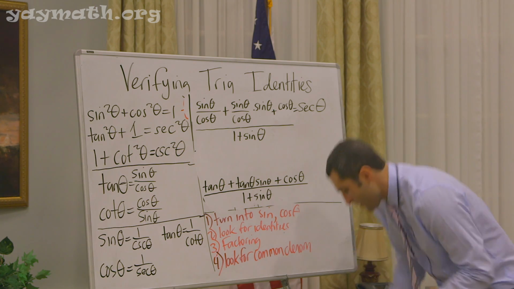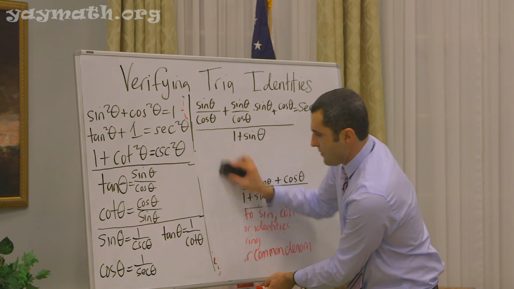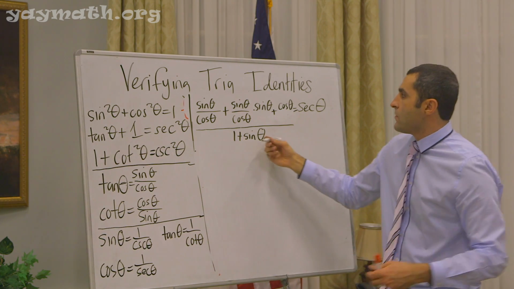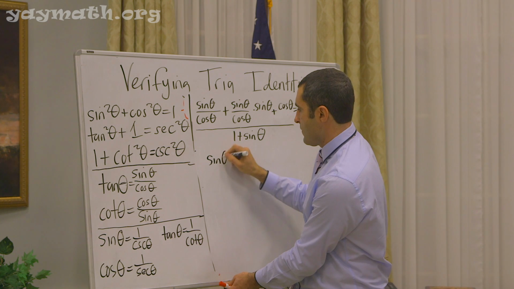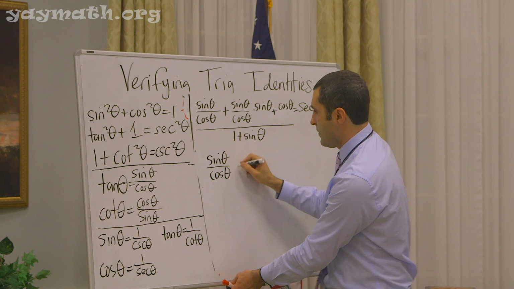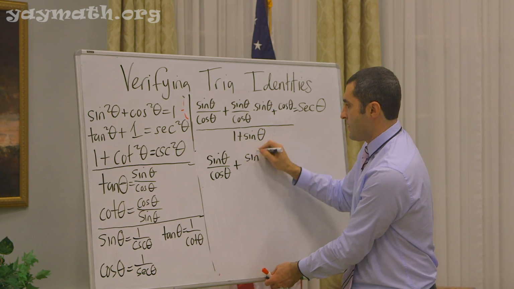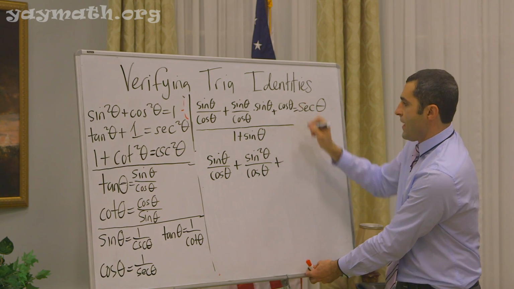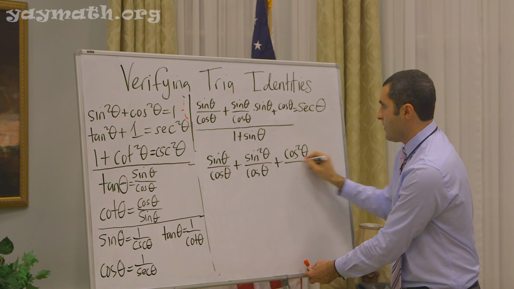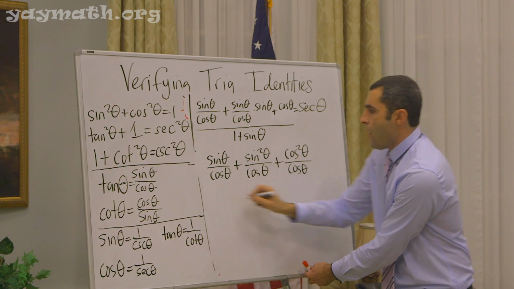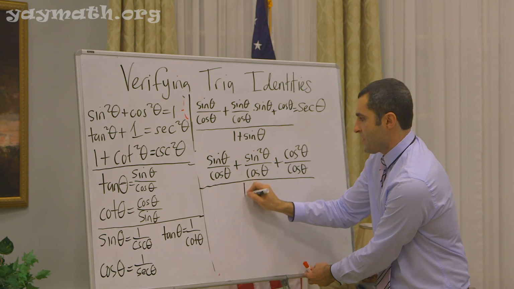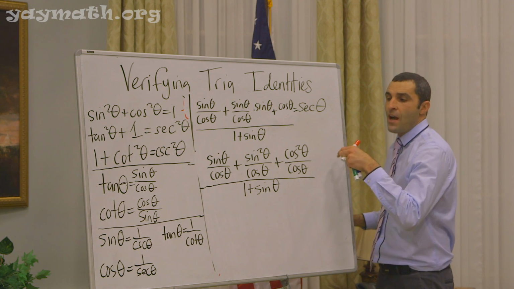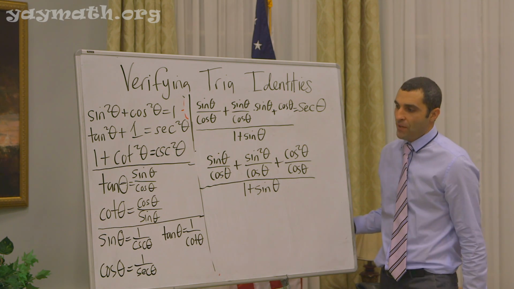You know what I'm going to do now? I'm going to get rid of the rules. They're on your paper. We need this real estate here. Okay, here we go. So this is sine theta over cosine theta plus sine squared theta over cosine theta plus, as you said, cosine squared theta over cosine theta, all over 1 plus sine. We always bring that little friend along. Okay, we've established common denominator up here. Guys, this is epic. We're going to get it.